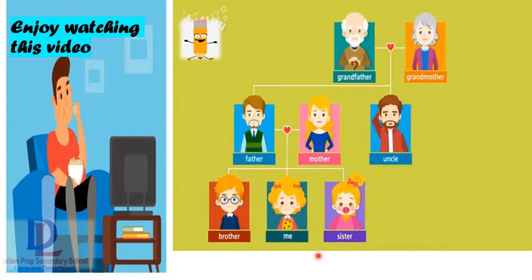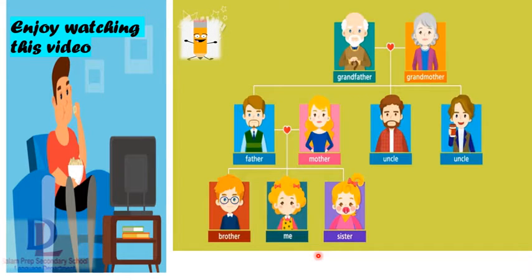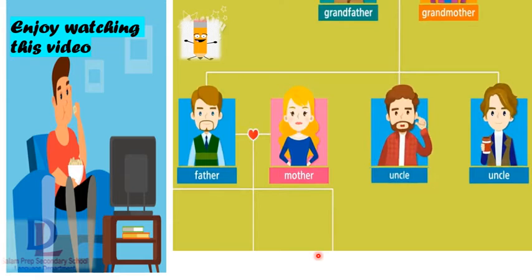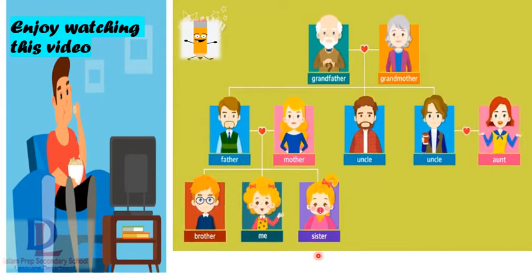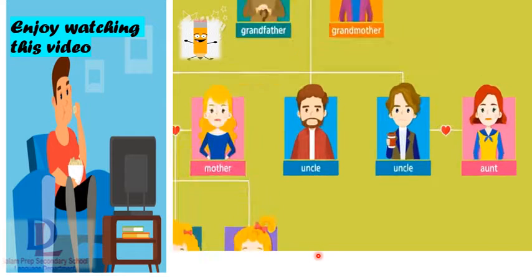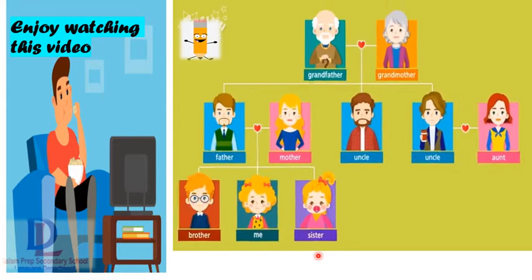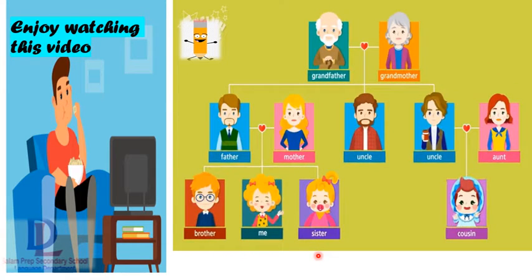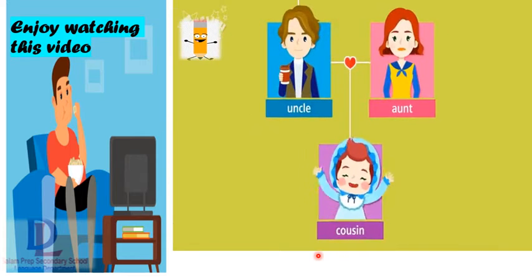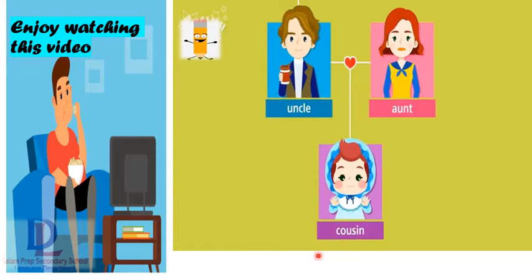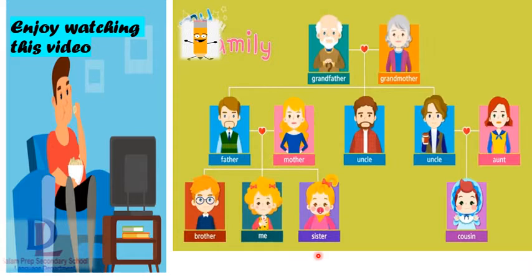He is my uncle. Oh, he is my uncle too. Uncle. She is my aunt. Aunt. She is my cousin. Cousin. My family. They are my family members. I love them.